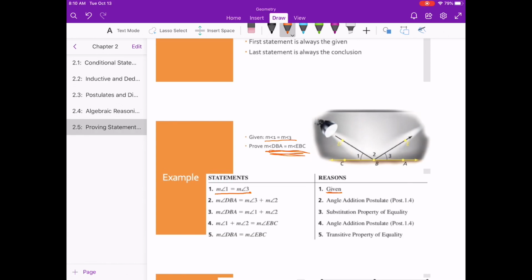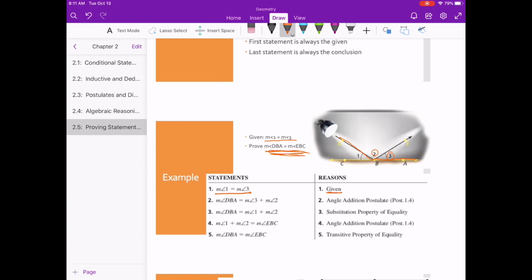In this case, we're going to say that the measure of angle DBA is equal to the measure of angle 3 plus the measure of angle 2 to get us that whole big angle right here. That's by the angle addition postulate. So the bigger angle is equal to the smaller angle plus the smaller angle: part plus part equals whole.